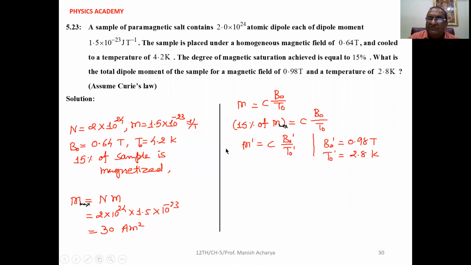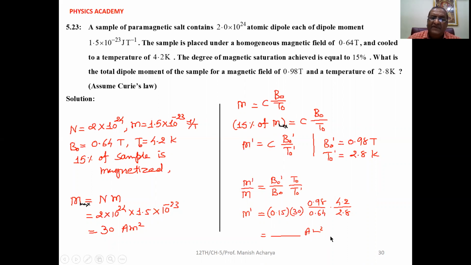Now take the ratio of this to this. So we can write M dash by M is B0 dash by B0 into T0 by T0 dash. So M dash is equal to, taking this M on the right hand side, 15% of M maximum. 15% means 0.15, M maximum is 30, B0 dash is 0.98, B0 is 0.64, T0 is 4.2, T0 dash is 2.8. Now solve this one. You will get the answer in ampere meter square. Clear to all of you?